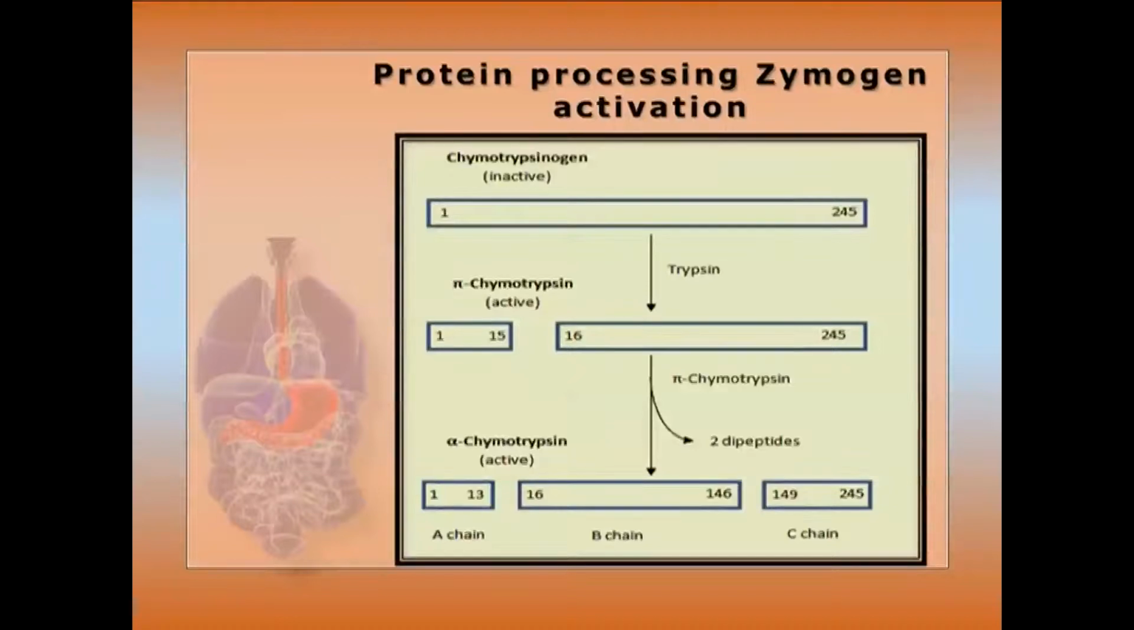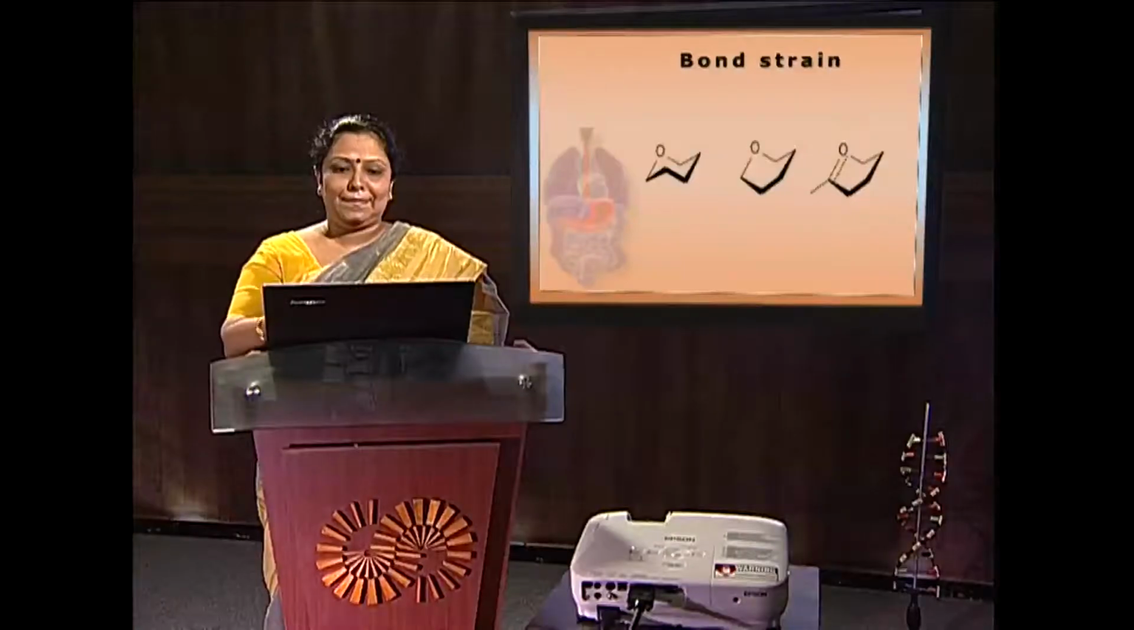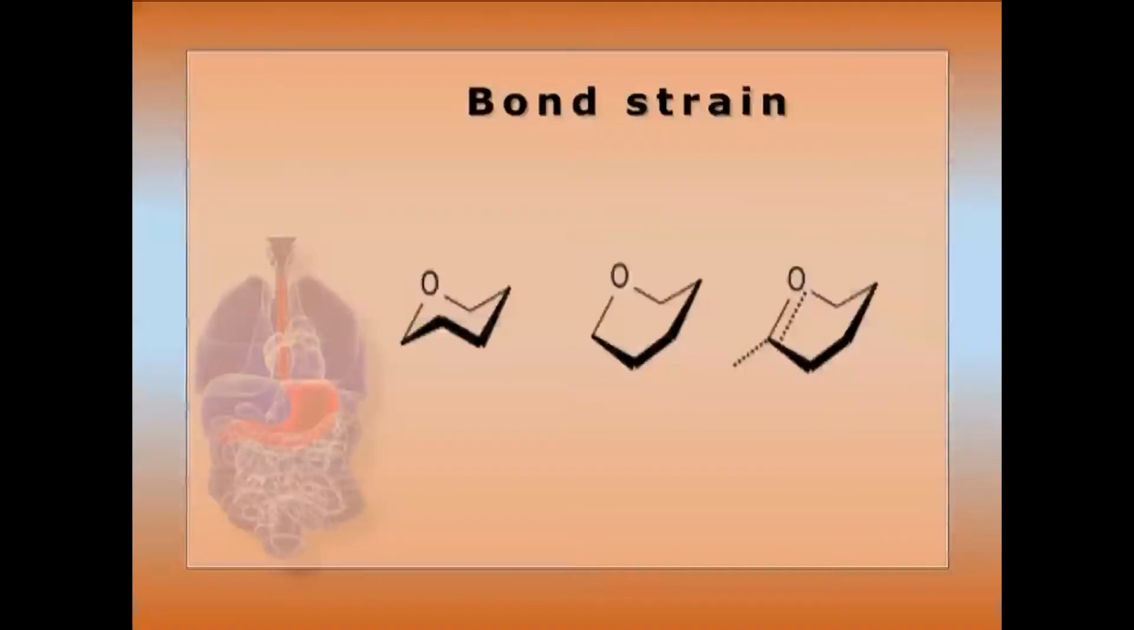So chymotrypsinogen and many other zymogens are there. When they are synthesized, they are zymogens, but in a different pH environment, some of the amino acids are hydrolyzed and removed as peptides, and only then can the active site be revealed. From chymotrypsinogen, pi chymotrypsin as well as alpha chymotrypsin is formed, giving rise to the active form of chymotrypsin. Enzyme catalysis, bond strain.